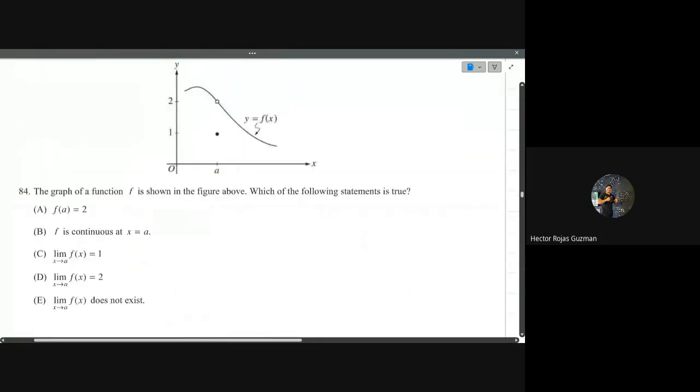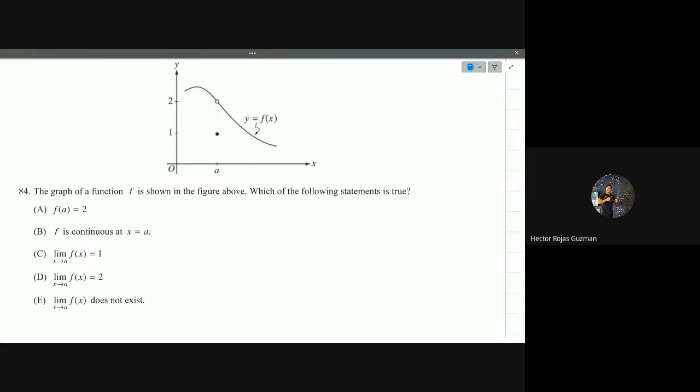The graph of a function f is shown in the figure above. Which of the following statements is true? F is continuous at x equals a. Nope, because there's a removable discontinuity. Right, there's a hole. The limit as x approaches a is equal to 1. No, the limit is actually equal to 2, because as you get closer and closer to x equals a, from the left side and the right side, we're getting really, really close to the hole, which is 2.